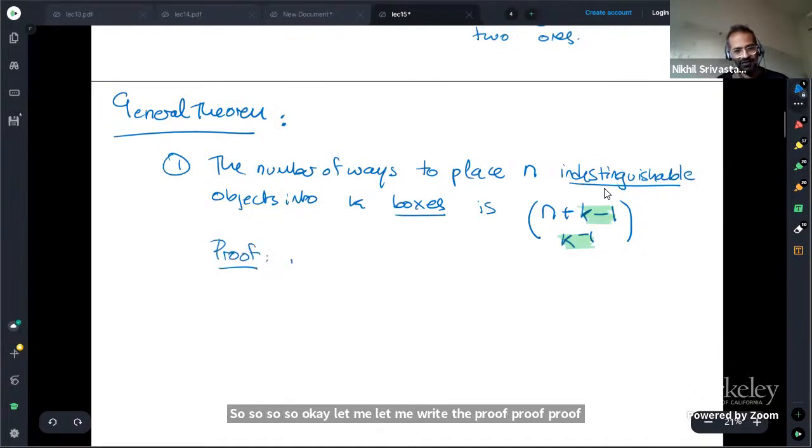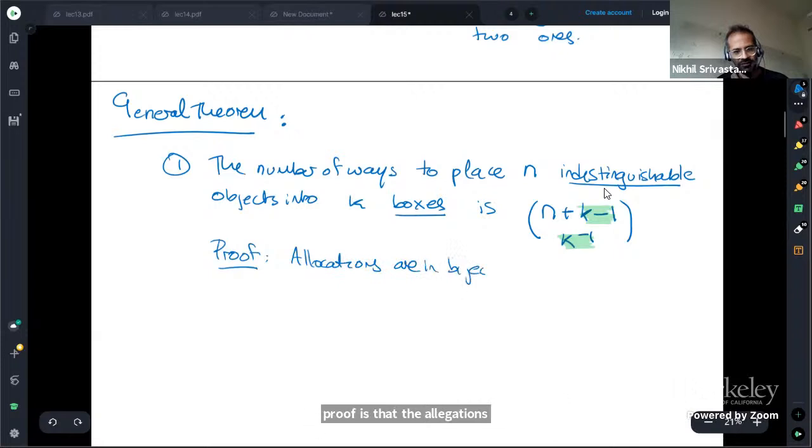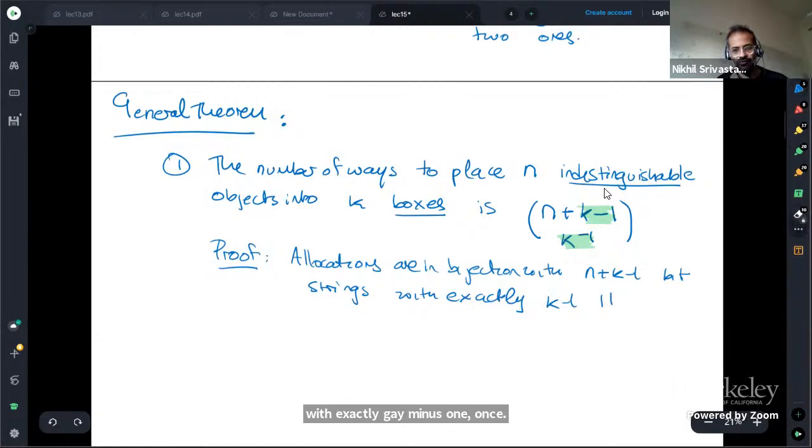The proof is that the allocations are in bijection with n plus k minus 1 bit strings with exactly k minus 1 ones. Ones which correspond to the dividers between the boxes.